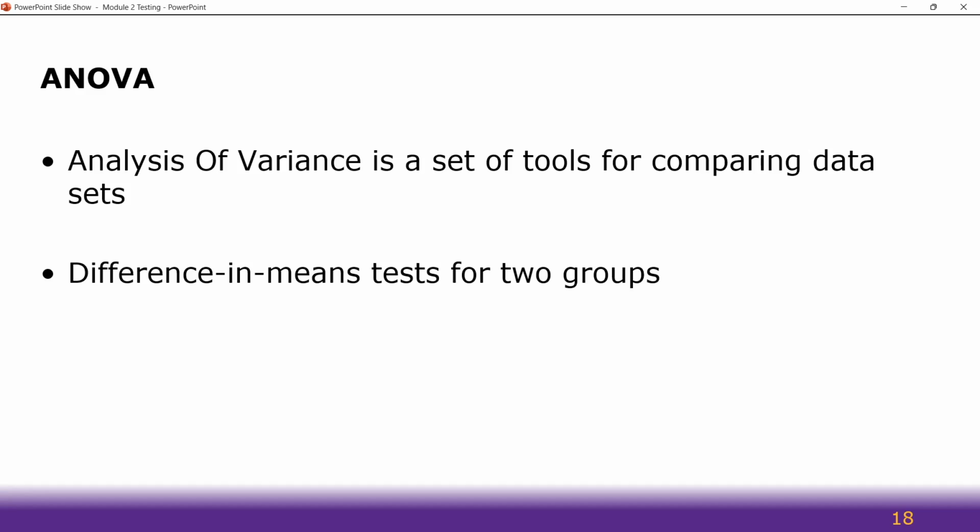ANOVA is a set of terms that I am not particularly fond of, analysis of variance. It's sort of a hodgepodge. It's a catch-all phrase for a bunch of different things, including several of the difference in means tests. So the different difference in means tests, the t-tests and the z-tests that we have in Microsoft Excel, would be called ANOVA. But there's a lot more that falls under that category, or that basket, that header of things that we would call ANOVA.